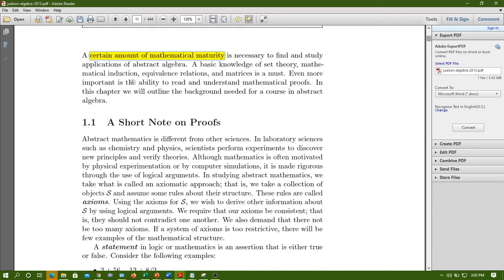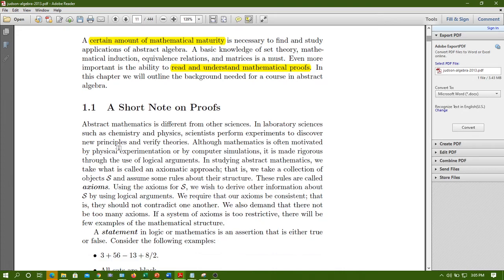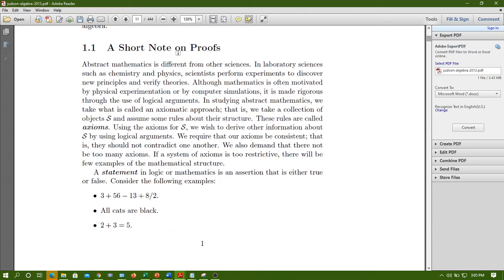Even more important is the ability to read and understand mathematical proofs. And this is our problem. Read and understand mathematical proofs. Hopefully, with this course in abstract algebra, you can really master understanding and making your own mathematical proofs. So in this chapter, we will outline the background needed for a course in abstract algebra. Let's begin with a short note on proofs. There are certain terms and concepts here that I want you to absorb because we will be using them for the rest of our sessions in abstract algebra this semester.